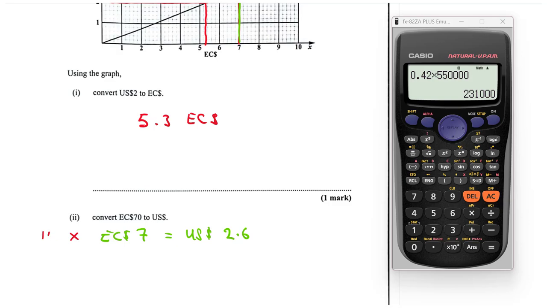both sides by 10. So therefore, we have EC $70 is equal to US $26. Right? We just multiply both sides by 10.